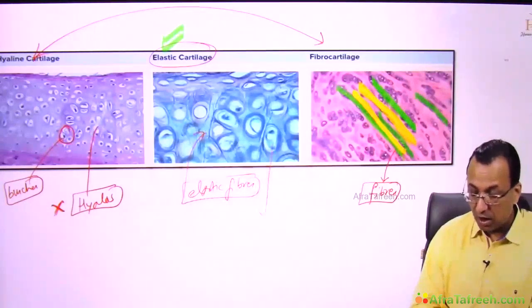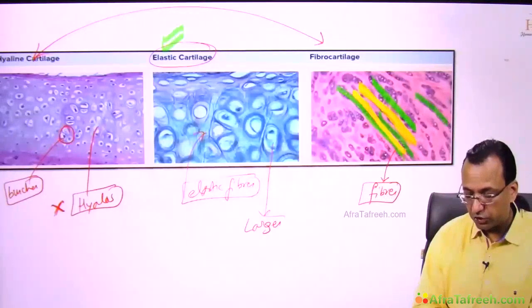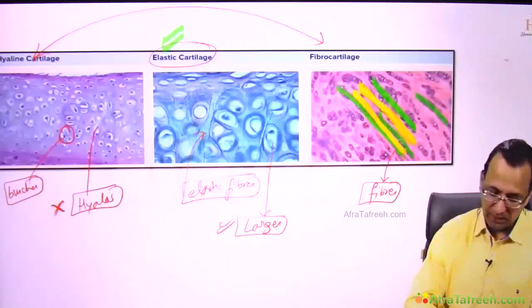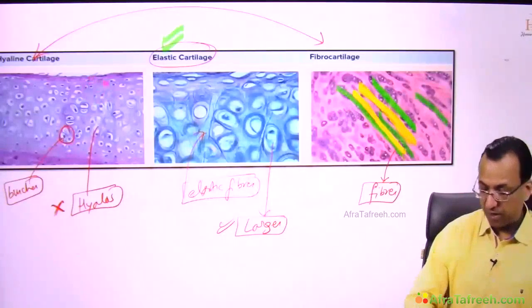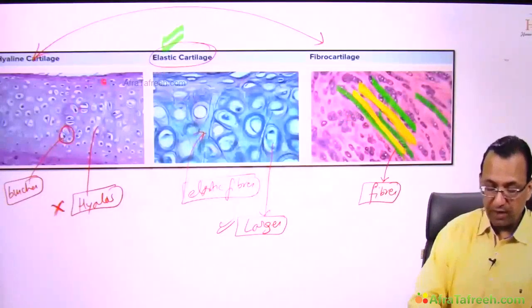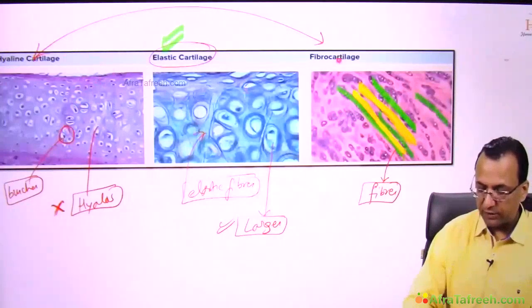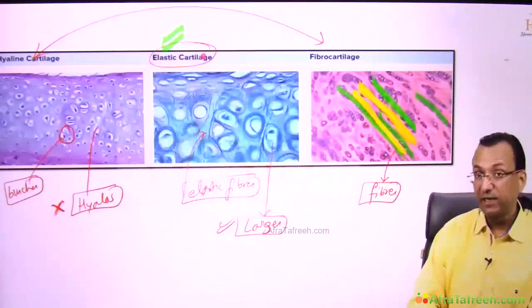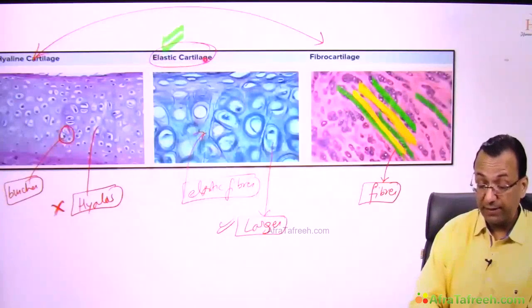Chondrocytes are larger in appearance. Larger compared with what? Compared with the hyaline cartilage and fibrocartilage. So when you compare with the hyaline cartilage and the fibrocartilage, you see the chondrocytes are larger appearing in elastic cartilage. Let's draw the diagram and compare the three.